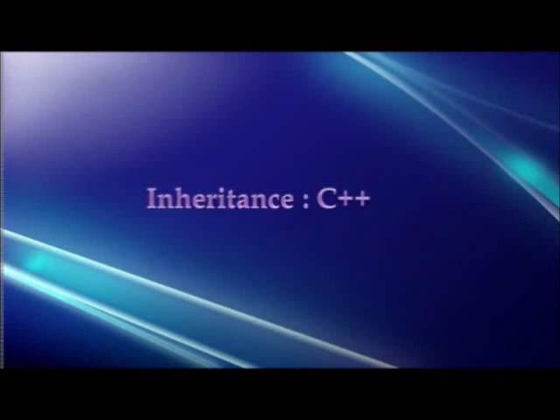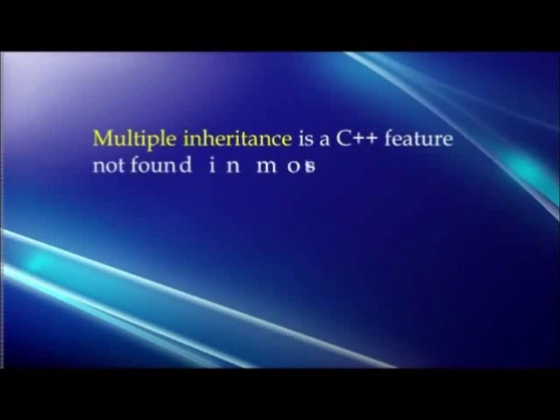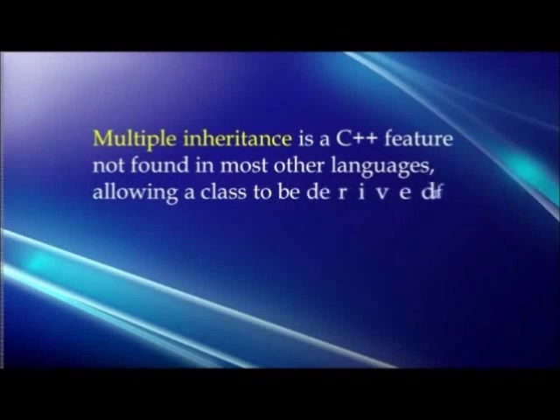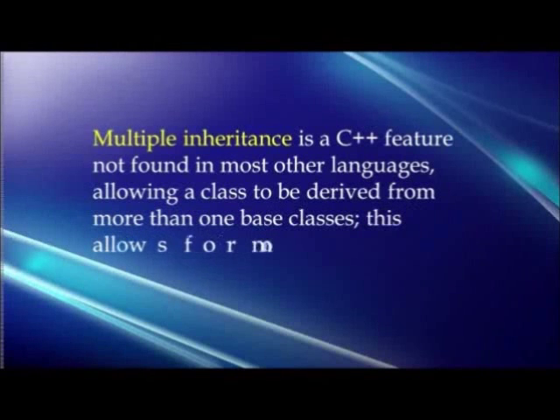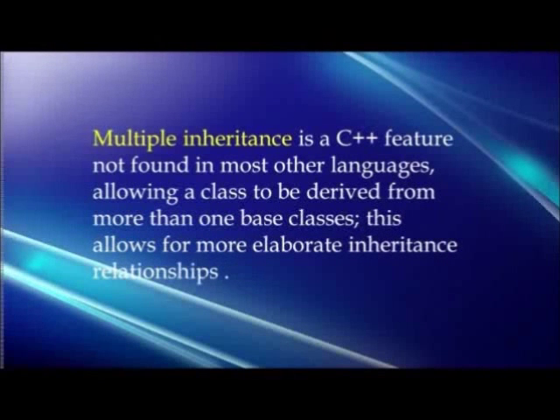Inheritance, C++. Multiple inheritance is a C++ feature not found in most other languages, allowing a class to be derived from more than one base class. This allows for more elaborate inheritance relationships.